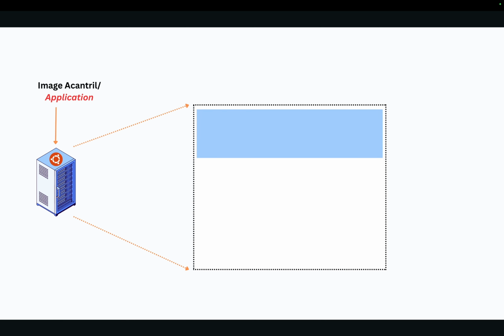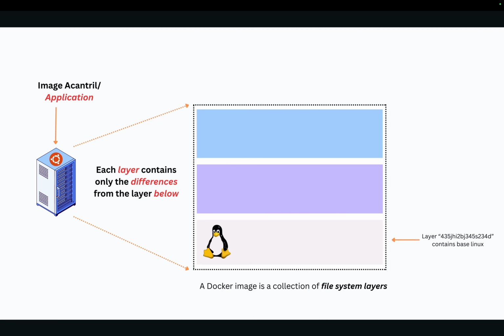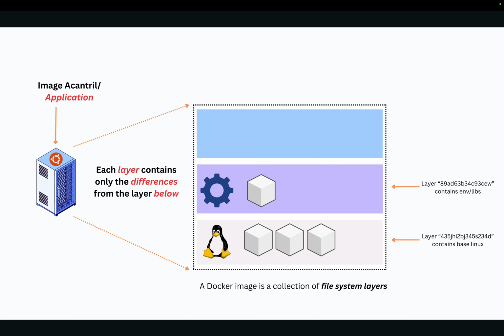For our application image, if we peek inside, what we might see is three different file system layers. Layers within Docker images are differential, meaning each layer only contains the differences from the layer below. Let's say this bottom layer is a base Linux file system layer, so it contains the files required to boot a Linux container. The middle layer contains some runtime environment files and libraries which our application needs. And notice how this is less data, shown as 1 cube versus 3 on the layer below. This file system layer only contains data which is changed from the bottom layer.